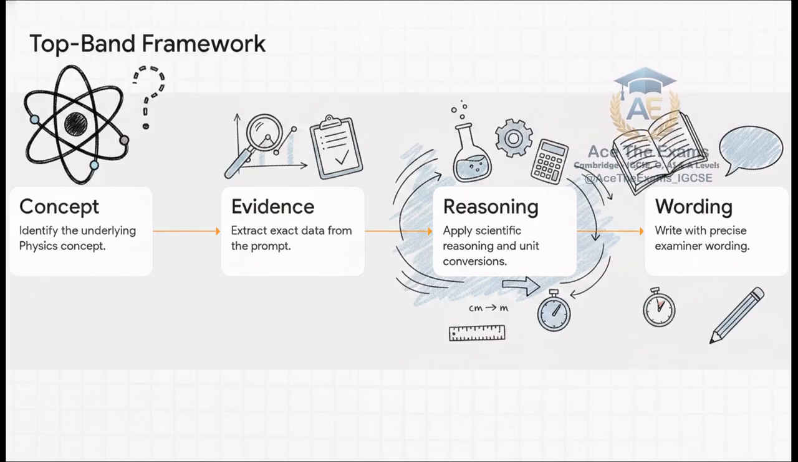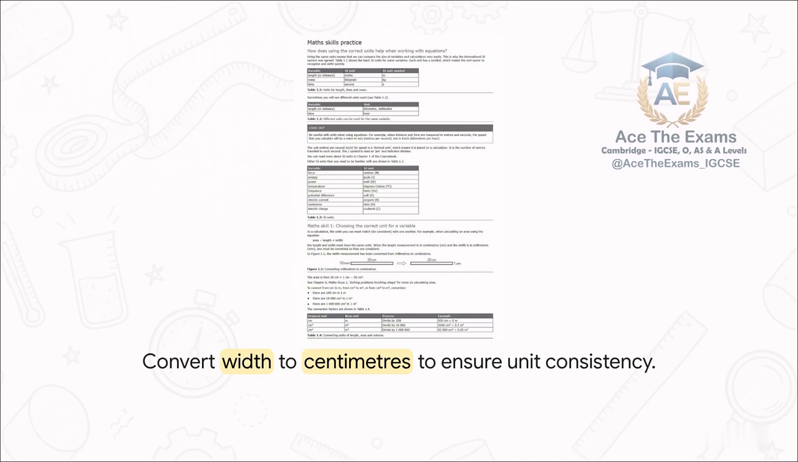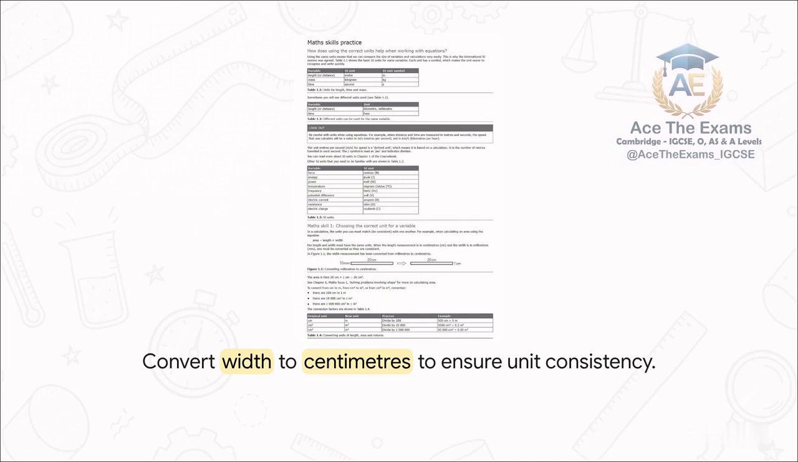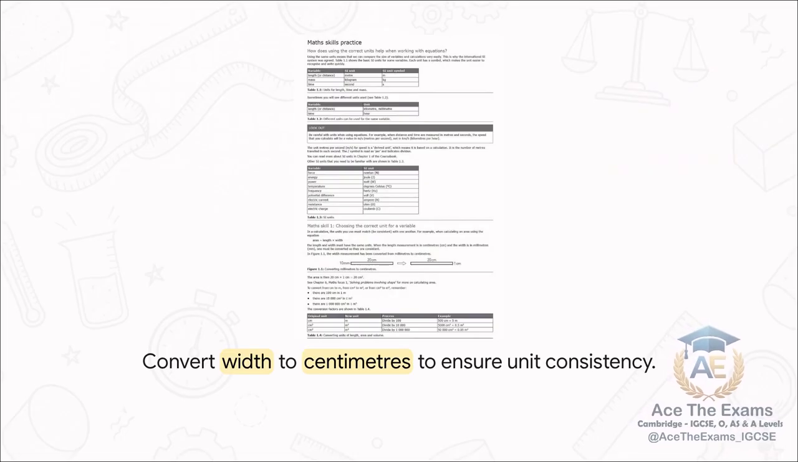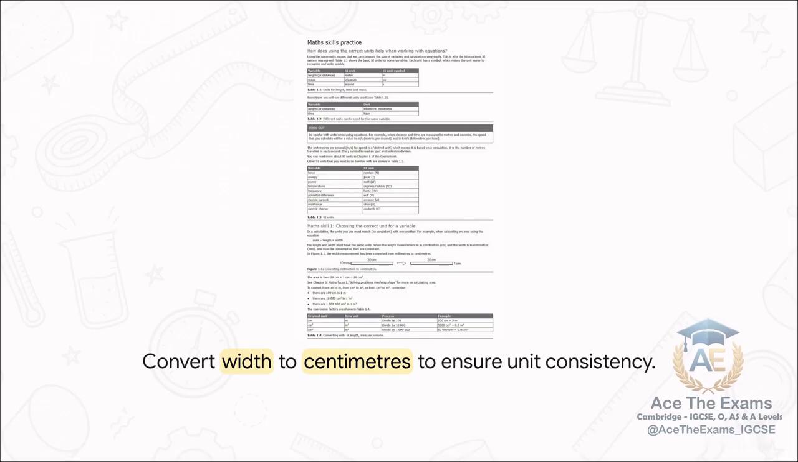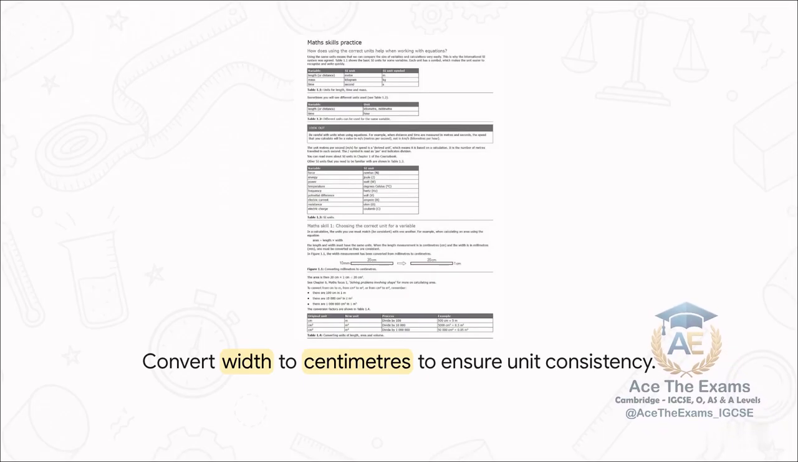Let's go ahead and apply this framework to our initial track. Visualizing this on a ruler, we have a length of 20 centimeters and a width of 10 millimeters. The equation for area is length multiplied by width. But wait, before you even think about multiplying, your scientific reasoning step has to kick in. The units absolutely must match.